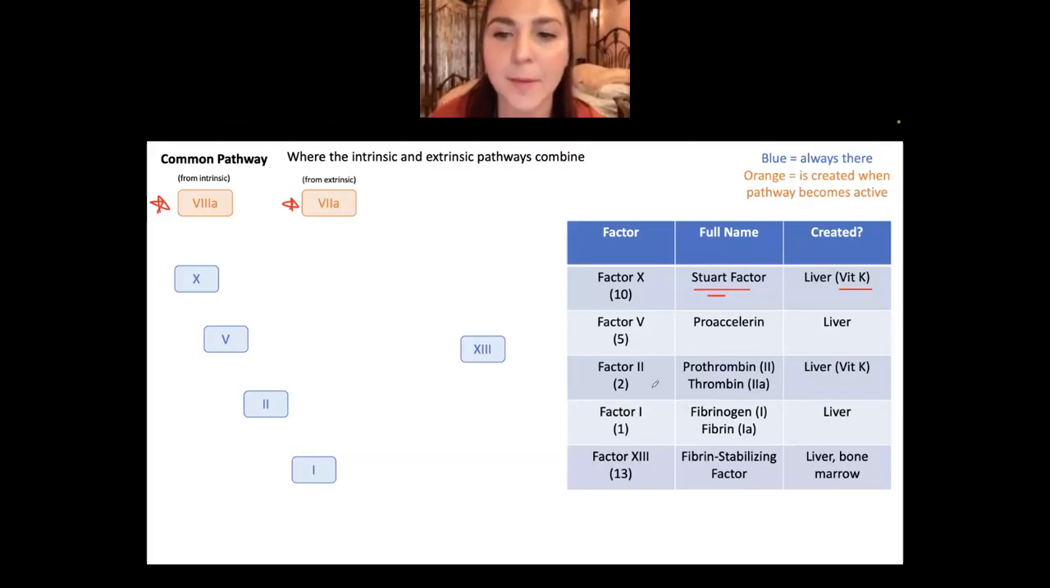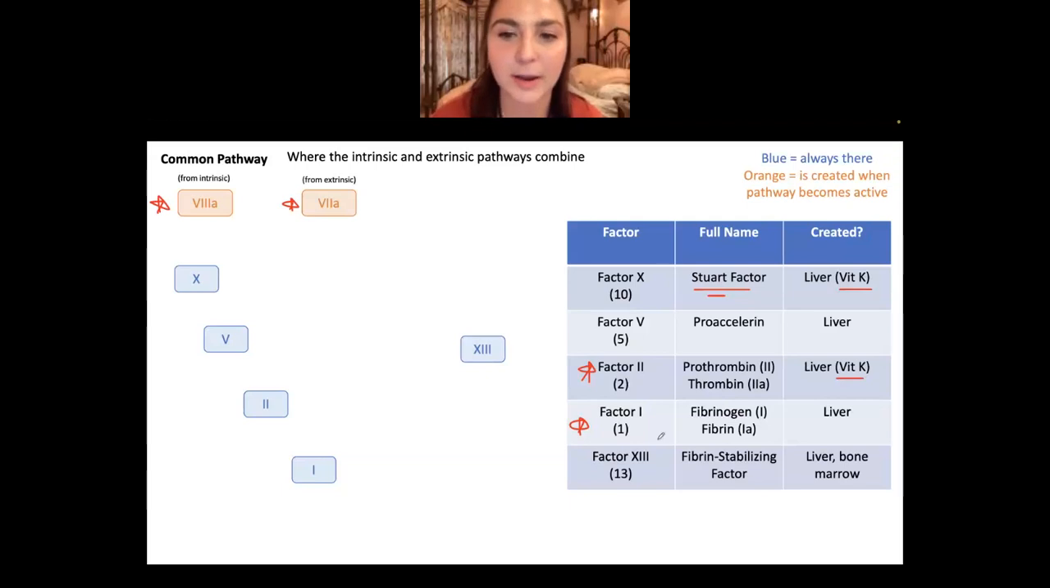Factor 2. So factor 2 itself and the activated form of factor 2 have two names. So I put them both here because they use these interchangeably, especially when you're doing pharm. They'll say it inhibits thrombin or it activates thrombin. That's factor 2A, activated factor 2. For factor 2 and factor 1, they usually never call them factor 2 and factor 1. They call them by their full names. So factor 2, normal, is prothrombin. And 2A, the activated form of prothrombin, is thrombin. Also made by the liver, it's vitamin K dependent.